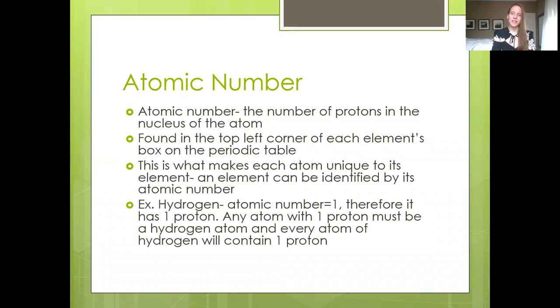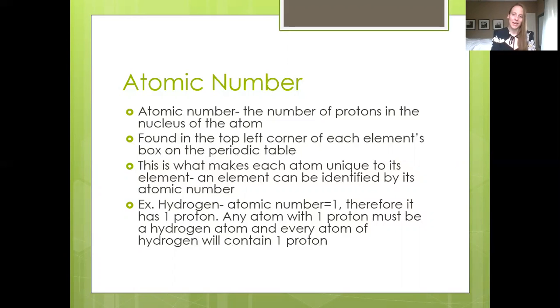So the atomic number is the number of protons found in the nucleus of an atom. It's usually found somewhere in the top of the box that an element is located in on the periodic table. And this is what makes each atom unique. It's actually how we identify what type of element an atom is. No two elements have the same atomic number or the same number of protons. So if I give you the atomic number of something, you can definitely tell me which element I'm referring to.